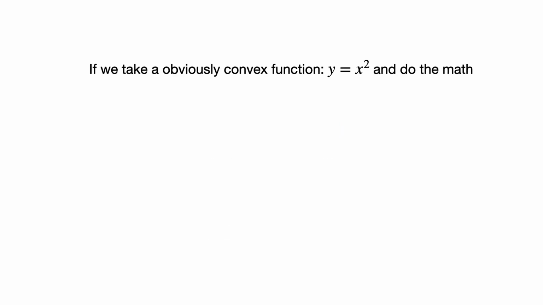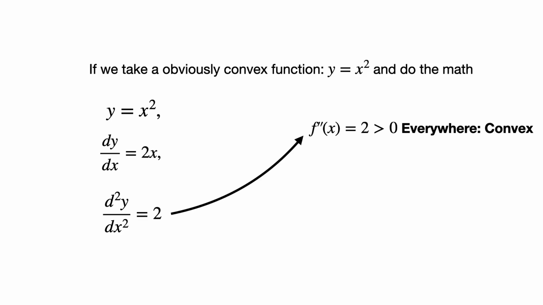If we take an obviously convex function, y equals x squared, and do the math, we'll get our second derivative as 2. 2 is greater than or equal to 0 always for all x, so the whole function is strictly convex. The end.